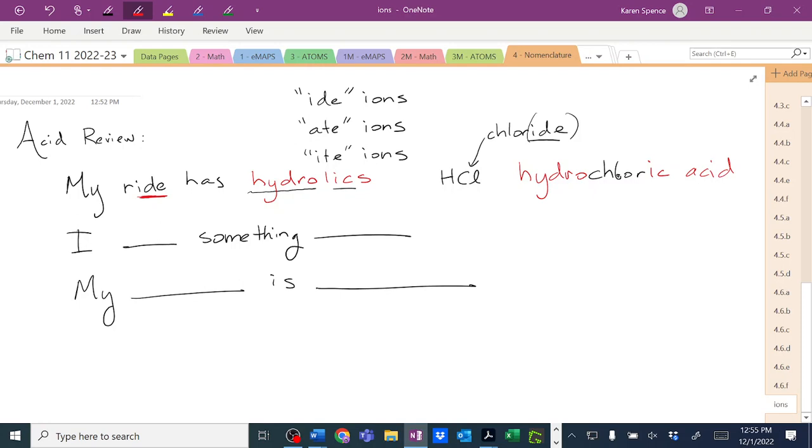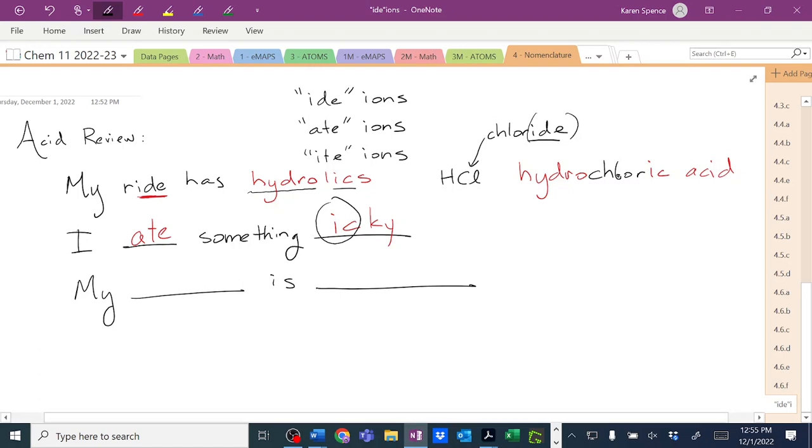Our second type of ion is the ate ion. I ate something icky. So when you have an ate ion, it's going to become an ic acid without the hydro. There's no hydro this time, okay?